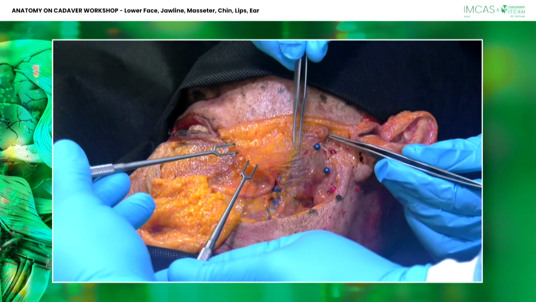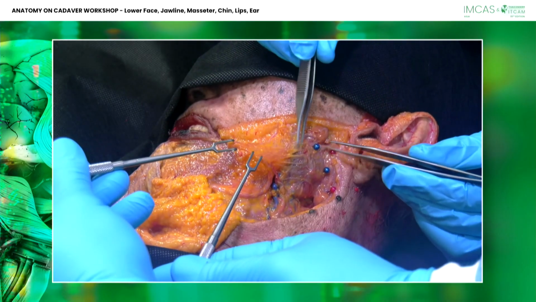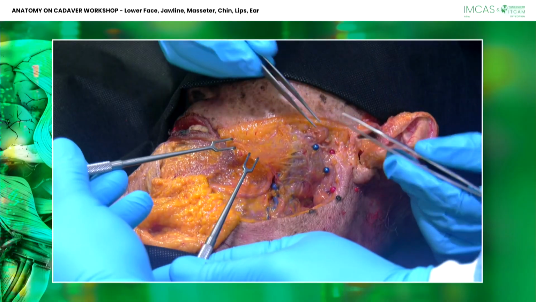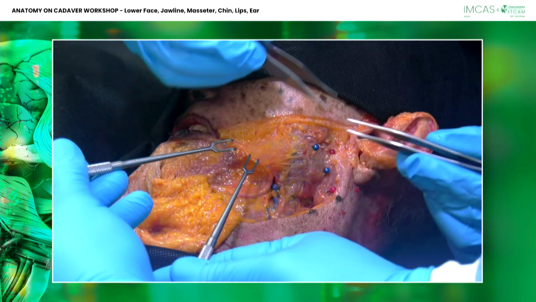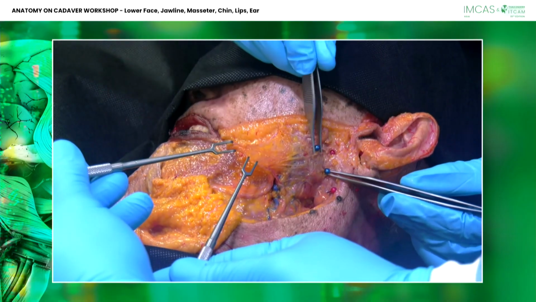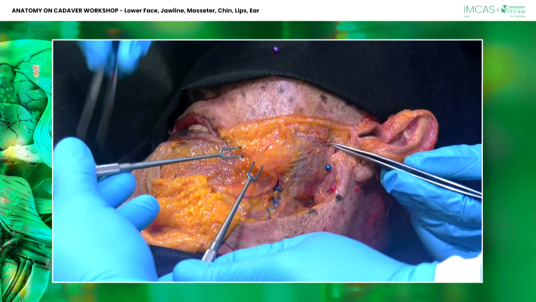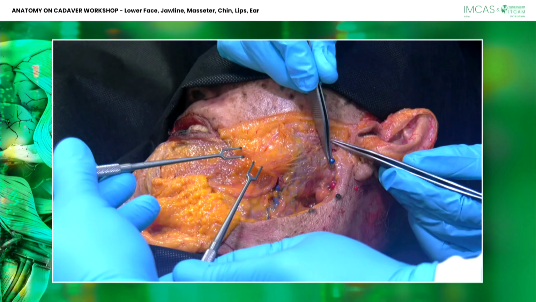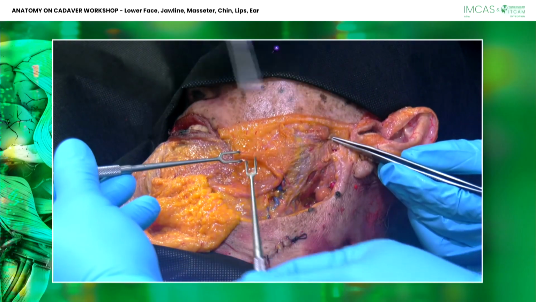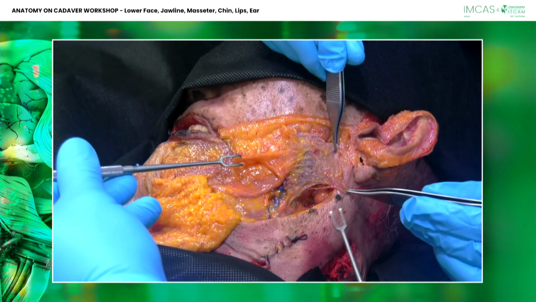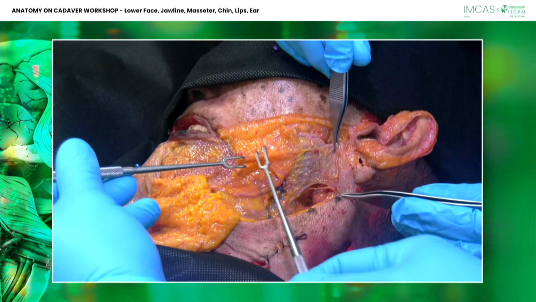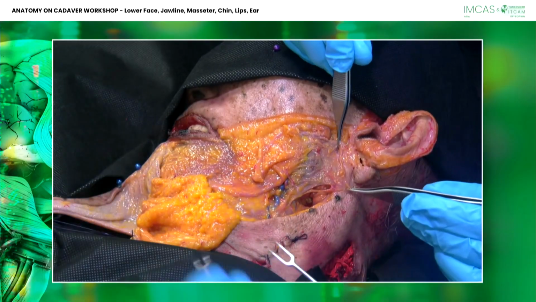When you get older, this ligament lengthens. This is the reason why this space distends, and then you can get sagging of the lateral face, and you can see the prominence of the jowl in the patient. Right now we have removed the deep fascia once again. This is the parotid masseteric fascia, the deep fascia that covers the masseter muscle.